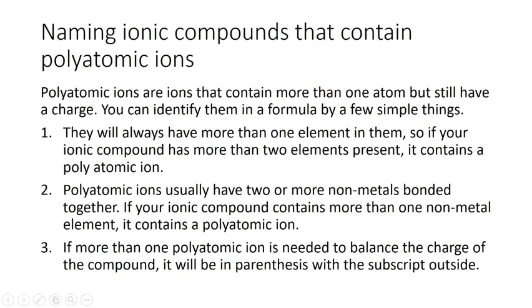Okay, so the last thing here, polyatomic ions, right? These are ions that contain more than one atom, hence the name polyatomic, but still have a charge. So you can identify them in a formula with simple things. They will always have more than one element in them. So if your ionic compound has more than 2 elements present, it contains a polyatomic ion. Polyatomic ions usually have 2 or more nonmetals bonded together. So if your ionic compound contains more than one nonmetal, it contains a polyatomic ion.